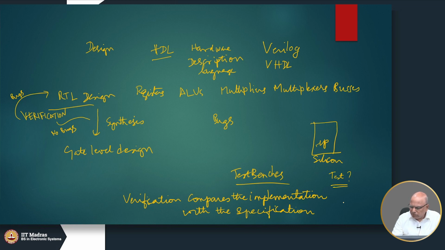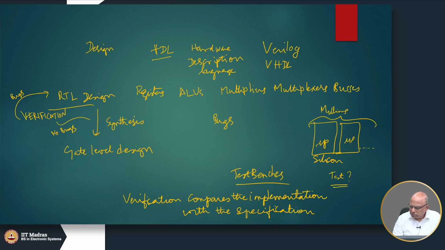Whereas testing means we have already manufactured, and we may have a number of these. It is not going to be manufactured as one. There may be millions of these. Verification is only done on one model. We do not have millions of models, we only have one VHDL file or one Verilog file.